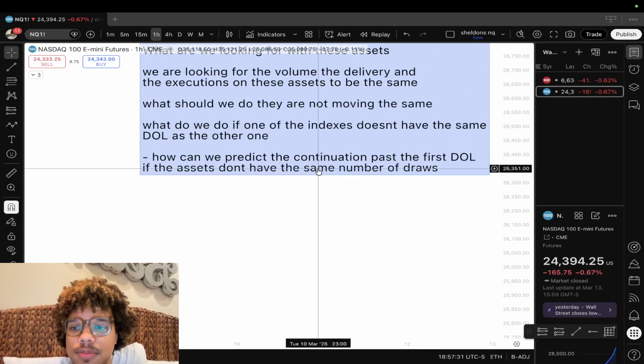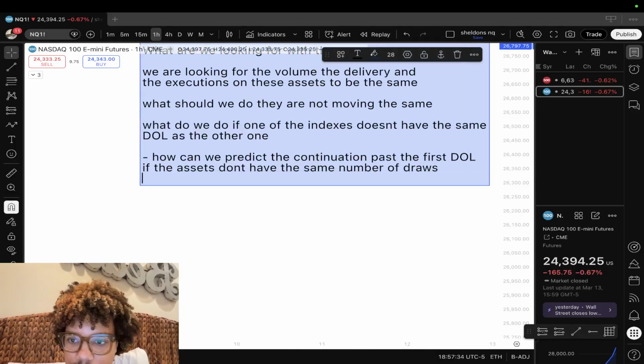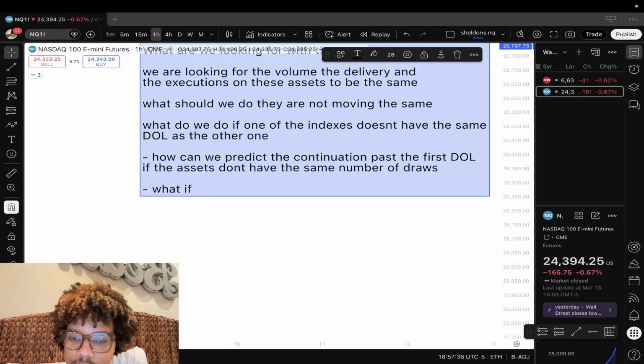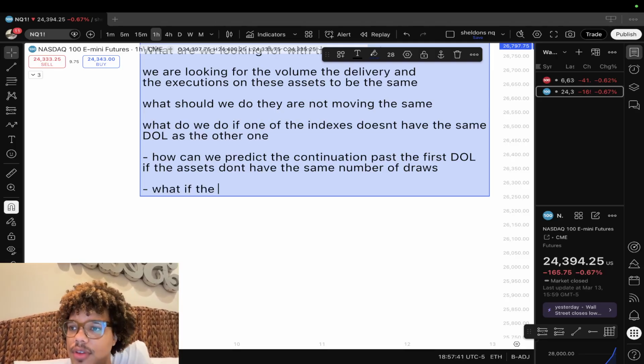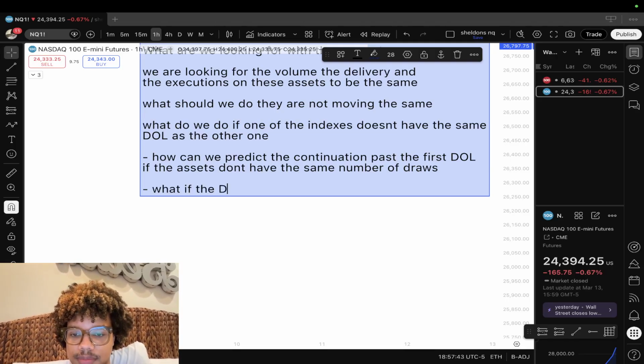Okay, so what if the draws are not the same?